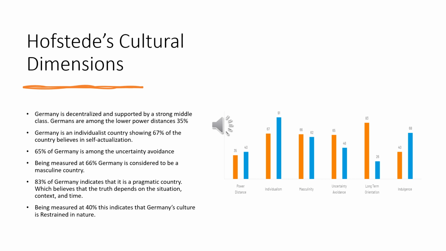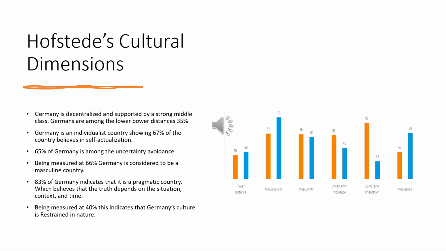Uncertainty avoidance means how a society deals with the fact that the future can never be known. Should we try to control the future, or just let it happen? The data shows that 65% of Germany is among the uncertainty avoidance. There is a strong preference for deductive rather than inductive approaches, whether in presenting or planning. A systematic overview must be given in order to proceed.